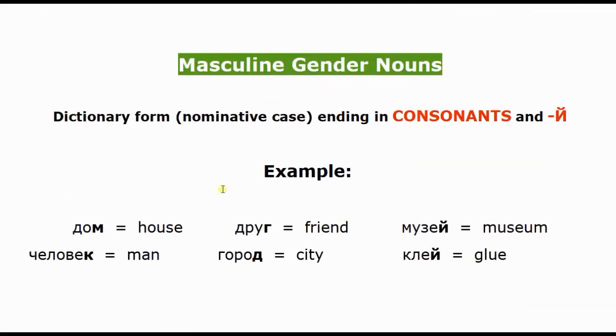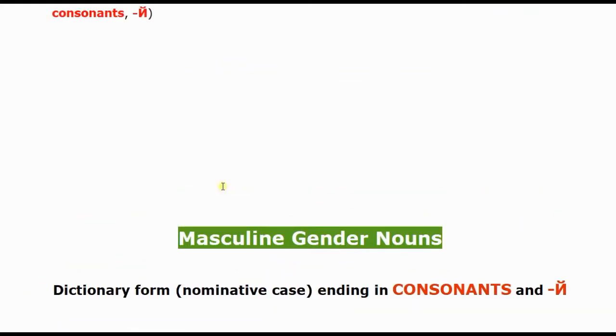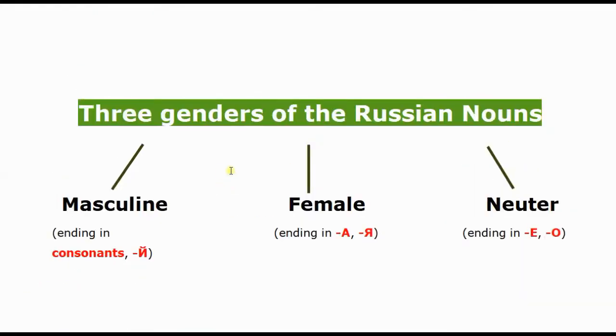So that's it for today's video. I hope it was clear to you how to establish the masculine gender of the Russian nouns. It is not very hard. And in the further lessons, we'll talk about the female gender of the Russian nouns and of the neuter gender as well.